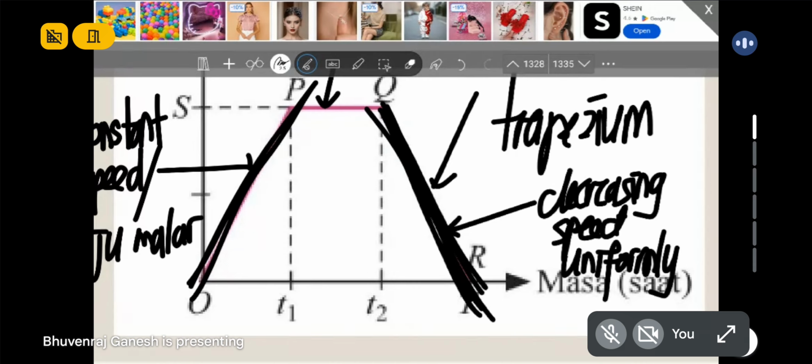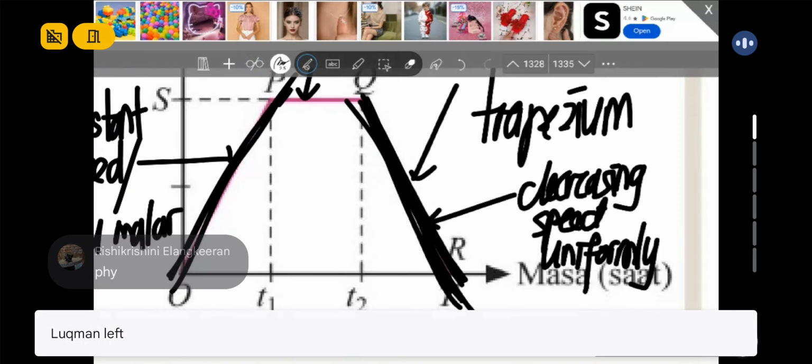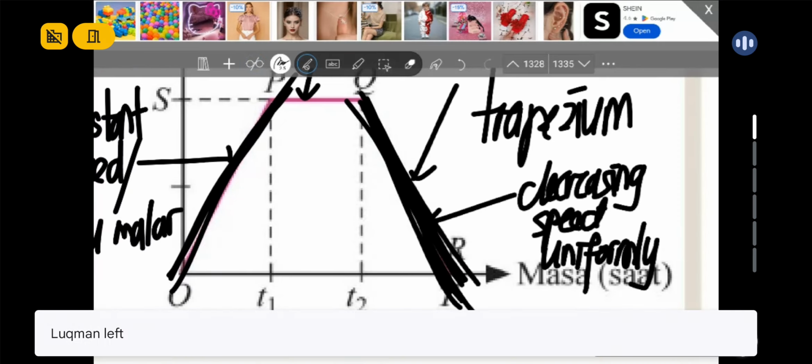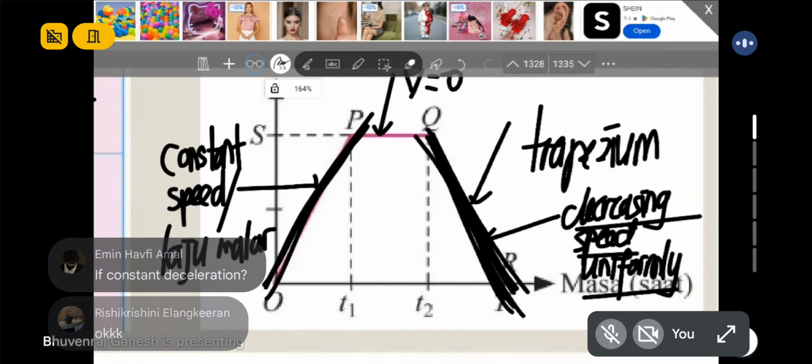Rishi, you agree, right? Constant speed means zero acceleration. Am I right? You have studied this, right? So that's why the acceleration here is 0. There is no acceleration here or here. Only the speed decreases uniformly. Just decreasing speed uniformly.